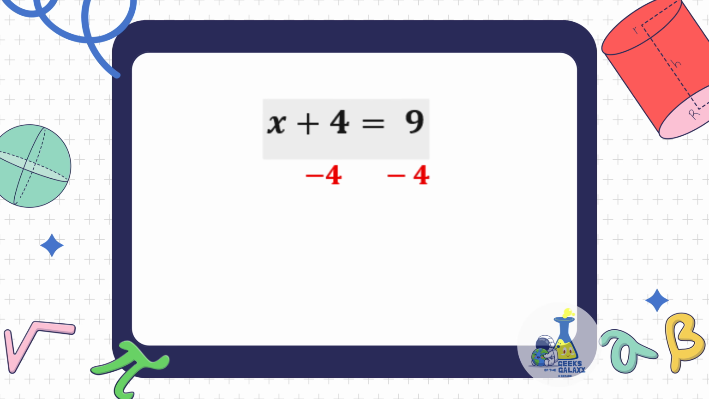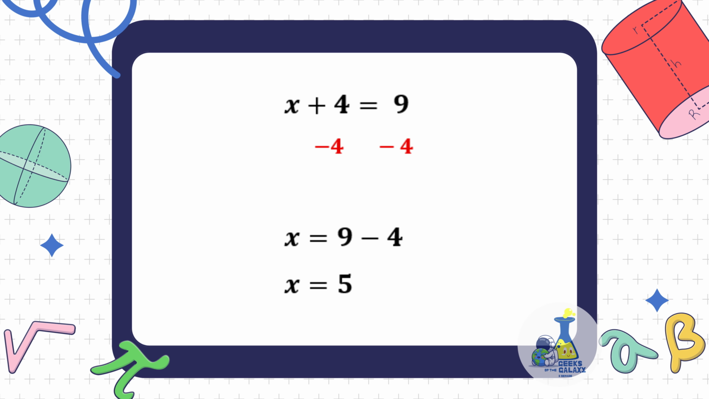In order to find the value of the x, we need to get it alone on one side of the equal sign. That means we have to get rid of the plus 4. The inverse operation of plus is minusing. So the inverse of plus 4 is minus 4. What we do on one side of the equation, we have to also do on the other side of the equation.